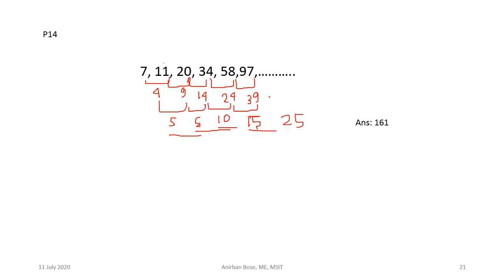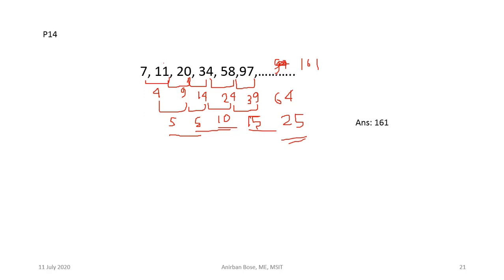So this term will be 39 plus 25, 64. And the answer may be 97 plus 64. We are not sure, but there is a chance it will be 97 plus 64, and 97 plus 64 is what? 161. So this might be the case by the pyramidal approach, and then we got the Fibonacci sequence.